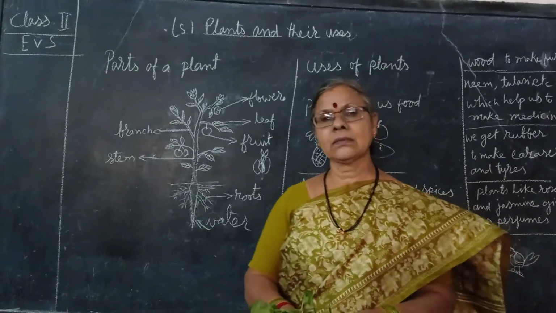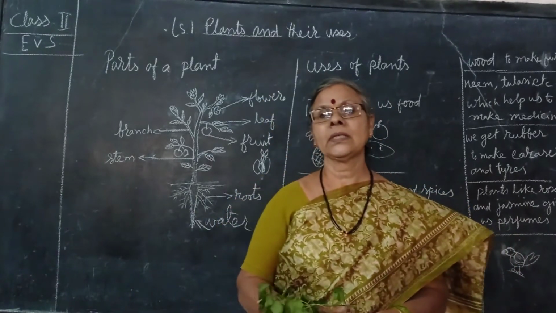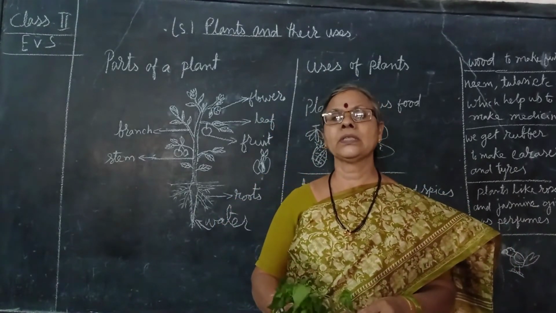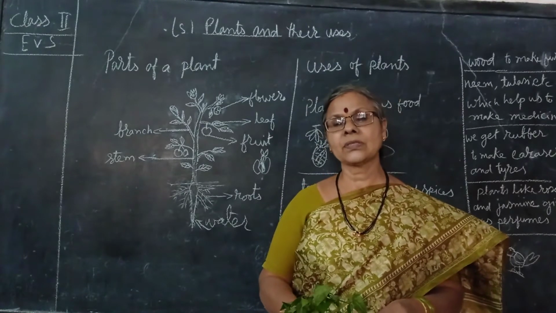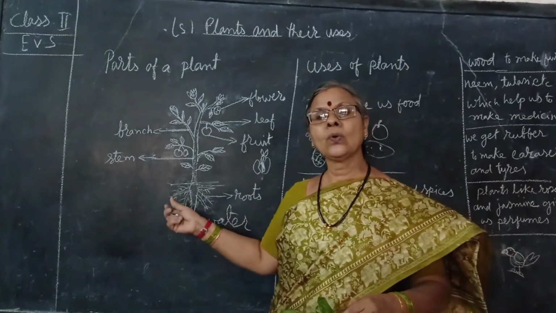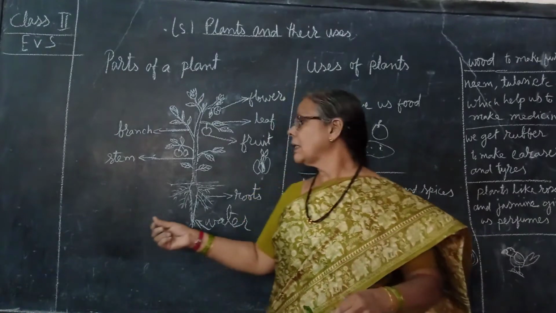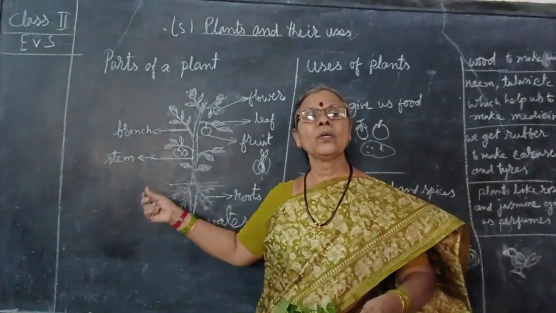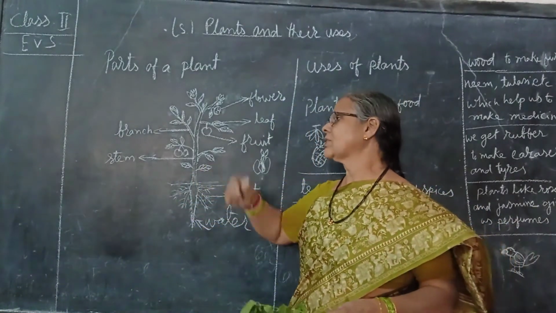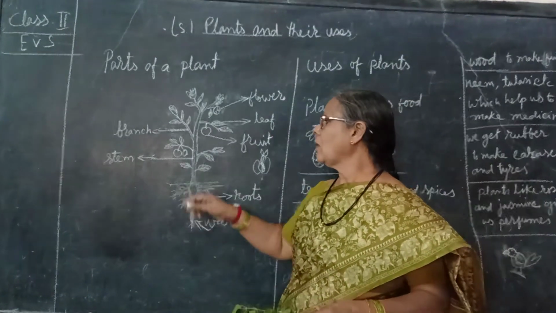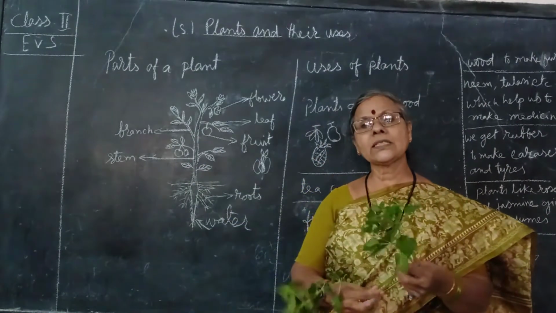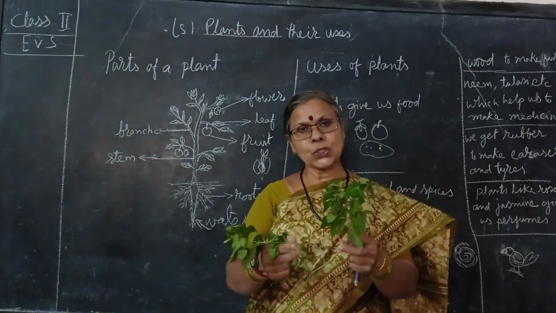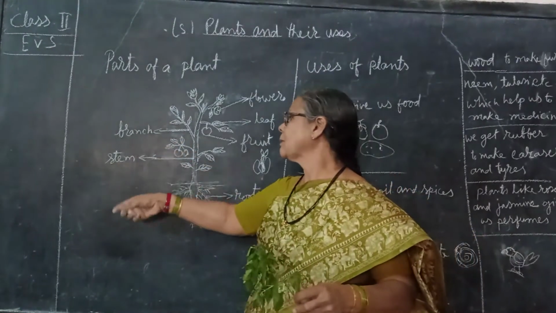And what is the function of the stem? It carries water to all parts of the plant, and it also carries the food prepared by the leaves for the plant. Now branches, as it grows, it splits into two. That is what the branch is.